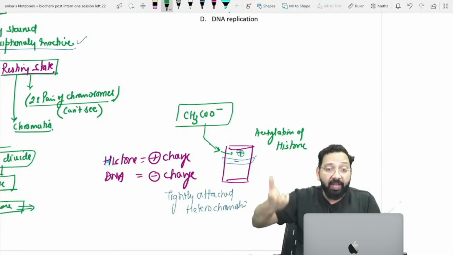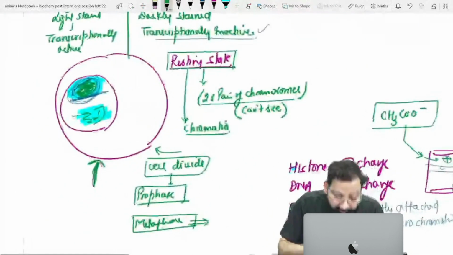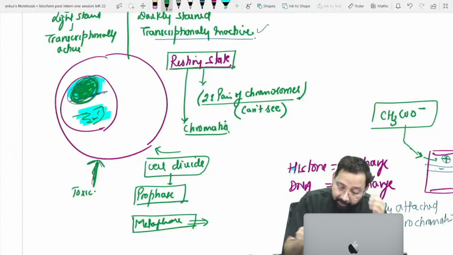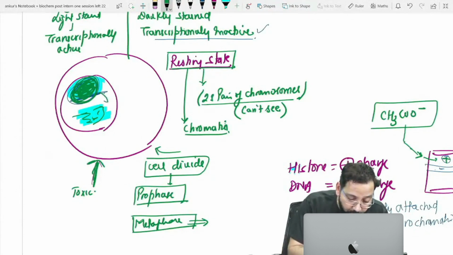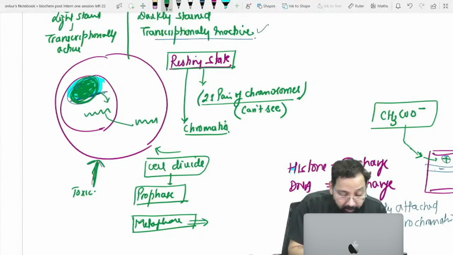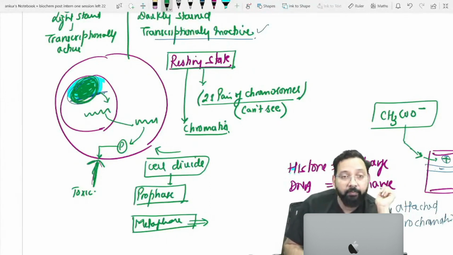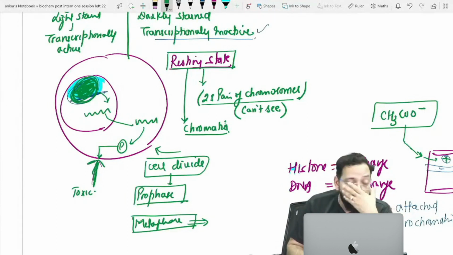Euchromatin is transcriptionally active. Suppose an adverse condition or toxic stimulus came, and this gene is present in heterochromatin. Acetylation of histone occurs, this becomes euchromatin, synthesizes messenger RNA, messenger RNA goes to the cytosol and synthesizes protein, and the protein goes and destroys the toxic stimulus. Understood till now? This is the mechanism of how we express a few genes. Express means DNA to RNA, RNA to protein.